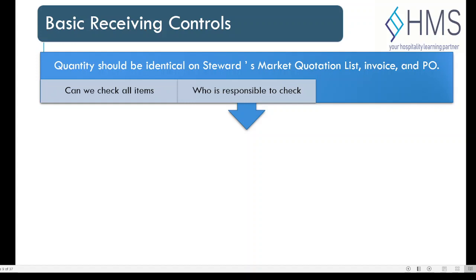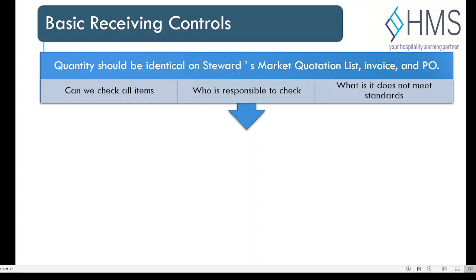So mostly we are receiving housekeeping items, food items, and beverage items. So the chef or the housekeepers are usually present when we are receiving those goods. Usually we have standard receiving times in the hotel for certain items, and then those departments have to be present at that point of time to check the quality of the product.